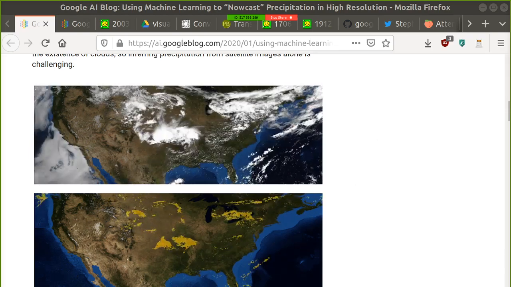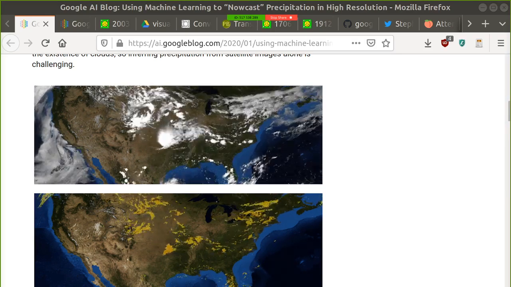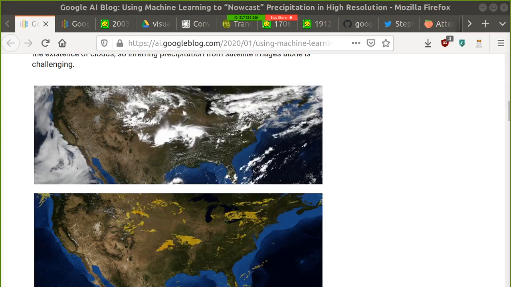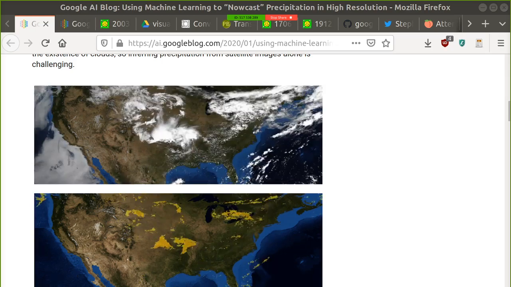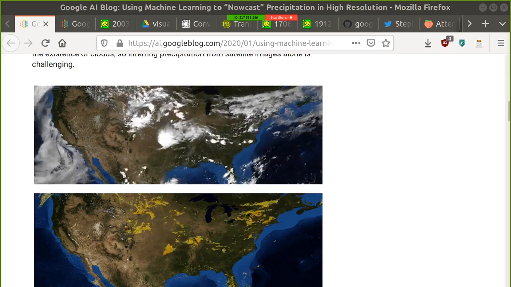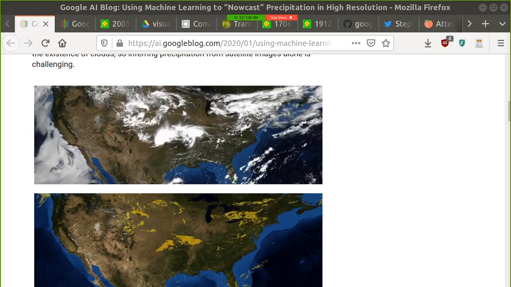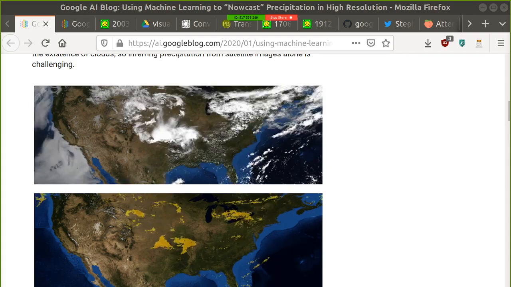So the inputs are the past precipitation rates and the current precipitation rates. The outputs are precipitation rates in the future up to 8 hours ahead. The other inputs are the 16 channels of GOES, Geostationary Operational Environment Satellite, which has also been published online as a benchmark data set, which is linked in the main paper we'll cover.